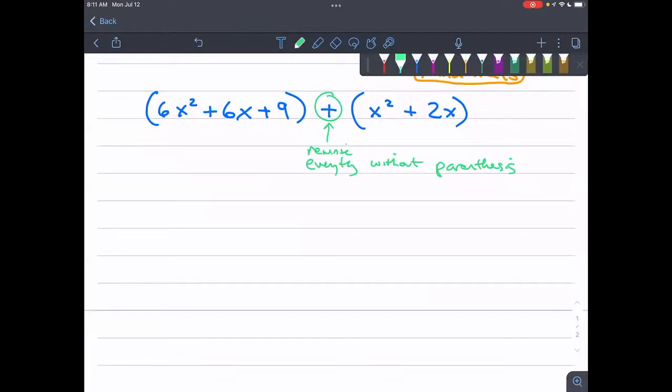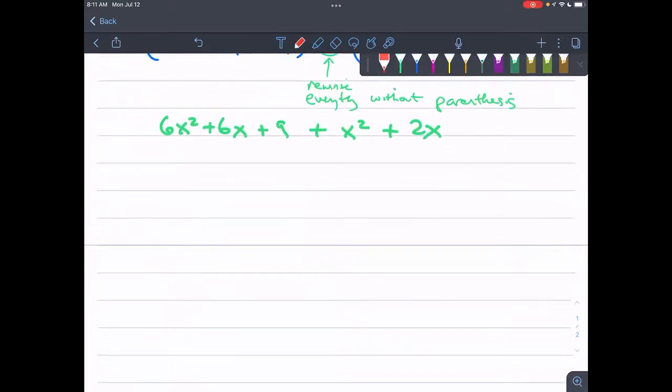Rewrite everything without parentheses. So we've got 6x squared plus 6x plus 9. And we're adding everything in the second parentheses. So plus x squared plus 2x. So we've got some x squareds we can put together. We've got some x's that we can put together.